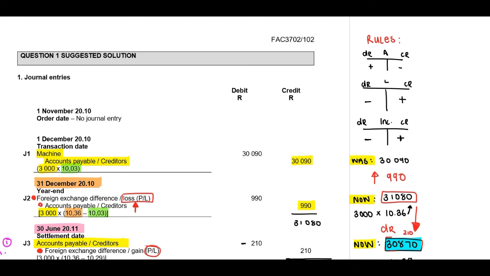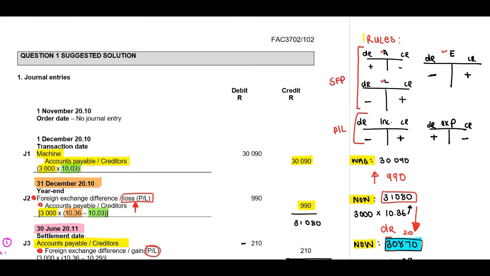Let's take this one step further. Our expense will increase on the debit side, decrease on the credit side. And we still need to talk about our equity. Our equity will increase on the credit and decrease on the debit. Therefore, when you look at this at the top, we have our asset, liability, equity. This is our statement of financial position accounts, and at the bottom I have my profit and loss. Again, these are your rules.